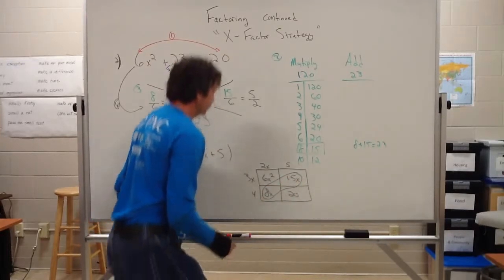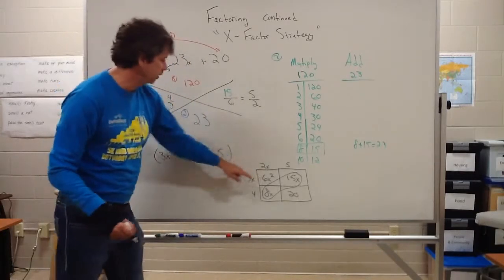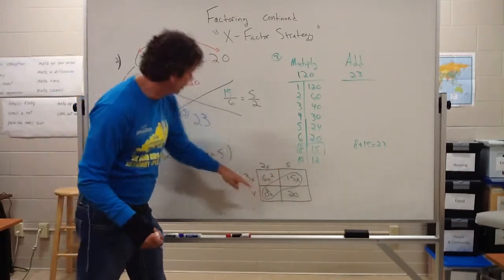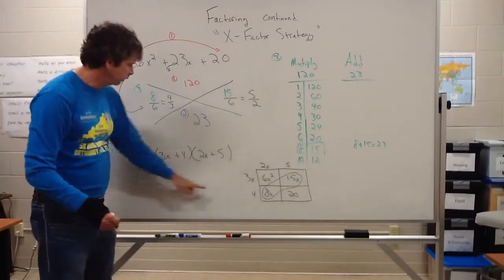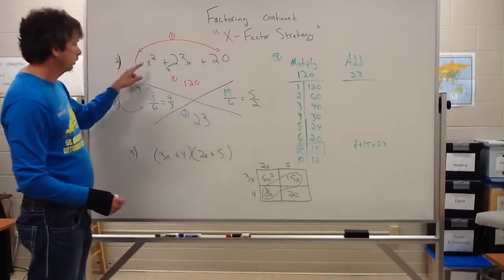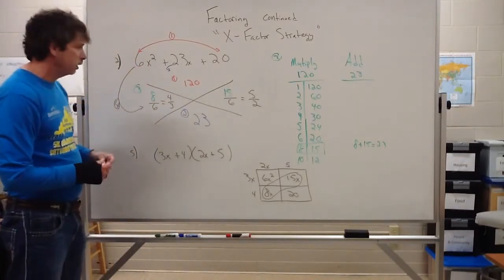So we should see that we do have a 6x squared, there is a 23x there, and there's a 20. So this is the correct factorization for this example. So hopefully you can kind of follow that.